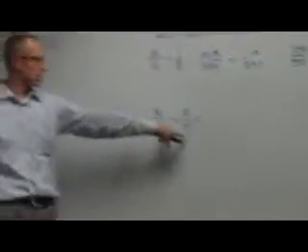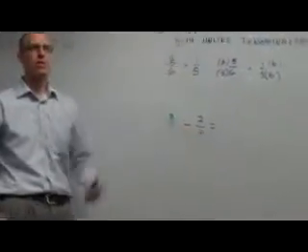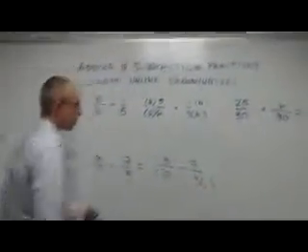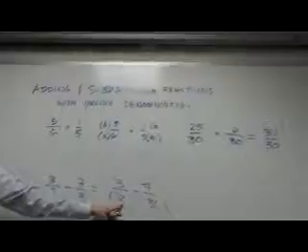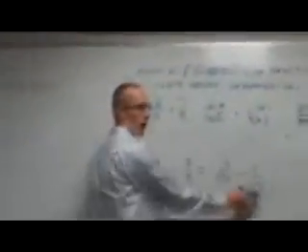Now we have 2 denominators that are not the same. What do we do to find common denominators? We multiply them by each other. So I'm going to multiply this 2 by what? 3. And I'm going to multiply this 3 by 2, and so my common denominator is going to be 6.